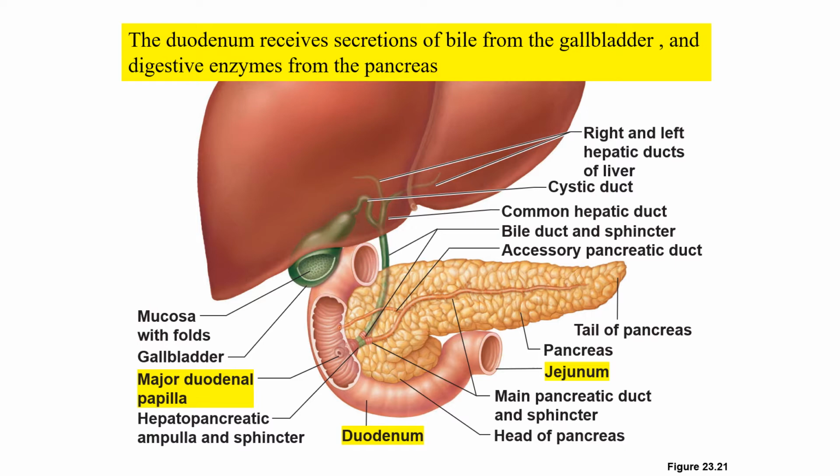The duodenum is the location where most chemical and physical digestion will take place. The duodenum is intimately associated with the pancreas and the liver. Notice that the duodenum receives bile from the gallbladder via a common bile duct. It also receives digestive enzymes from the pancreas.